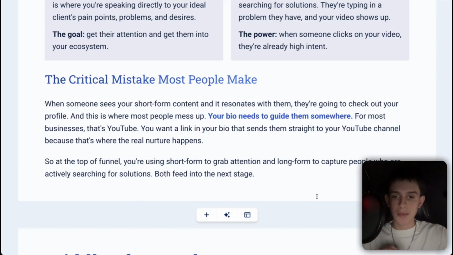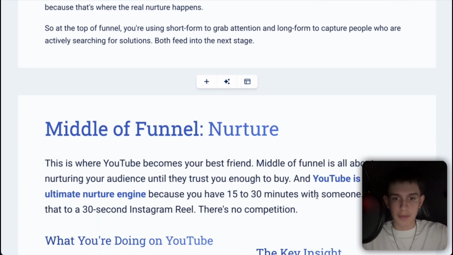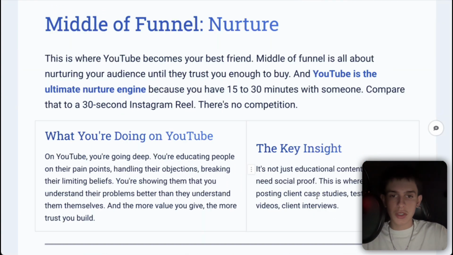So remember, at the top of the funnel, you're using short form and long form to capture people who are actively searching for solutions. Both are feeding them into the middle of the funnel, which is the next stage here. This is where YouTube becomes your best friend. Middle of the funnel is all about nurturing your audience until they trust you enough to buy. And YouTube is the ultimate nurture engine because you have 15 to 30 minutes with someone.